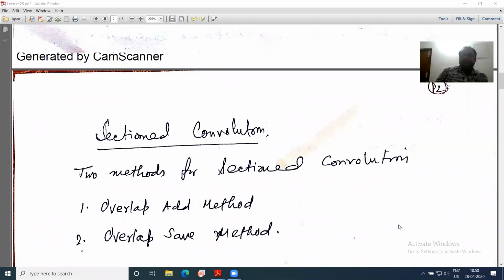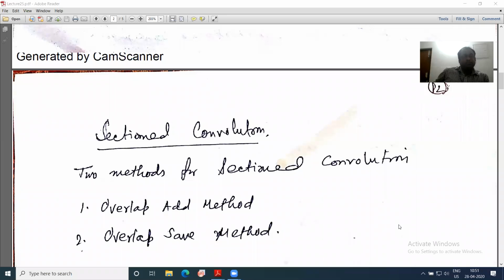Now the question is, when the data stream is coming, if you wait for the entire data stream to be available, there will be a processing delay, because the entire data availability may require certain time. Therefore, instead of doing that, whatever data is available, you compute the convolution, then when the next set of data comes, you again perform the convolution. What is known to you is the impulse response of the system.